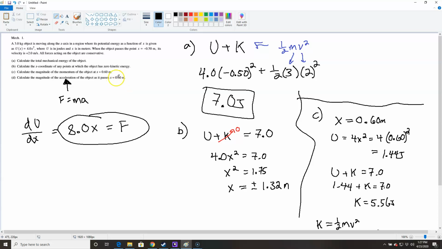We are talking about the position of 0.6. So 8.0 times 0.60 is the force present. 8 times 0.6, the force is 4.8 newtons. And F equals ma, so 4.8 equals 3a. The acceleration, 4.8 divided by 3, is 1.60 meters per second squared.